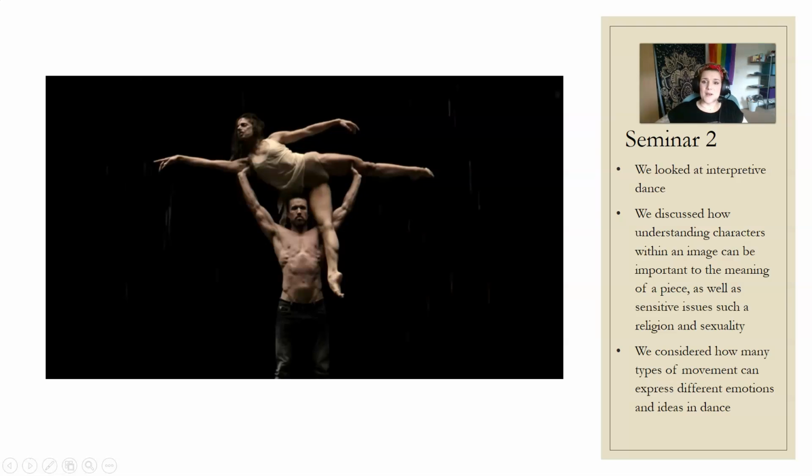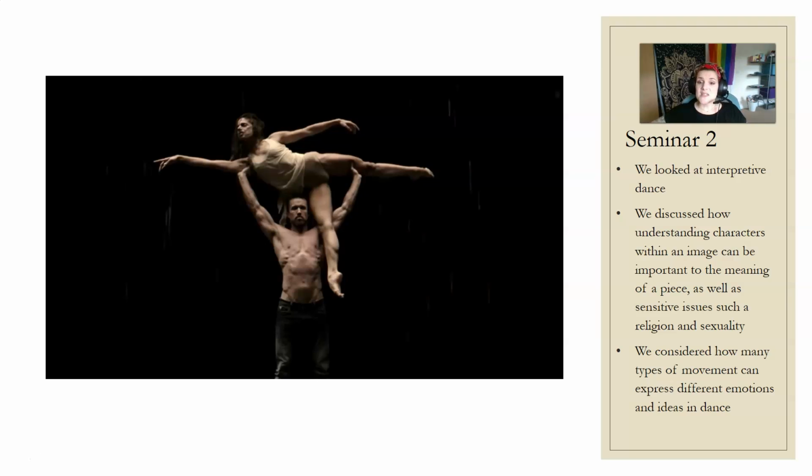In our next seminar, we looked at interpretive dance. We discussed how understanding characters within an image can be important to the meaning of the piece. We also discussed the application of religion and sexuality in art, and how understanding political or emotional motives in artwork, in dance, but also in other forms of art, can help us to understand the psychological meaning behind the piece.